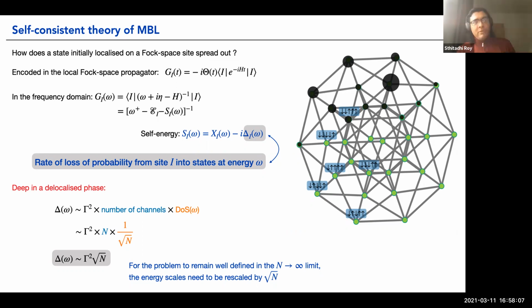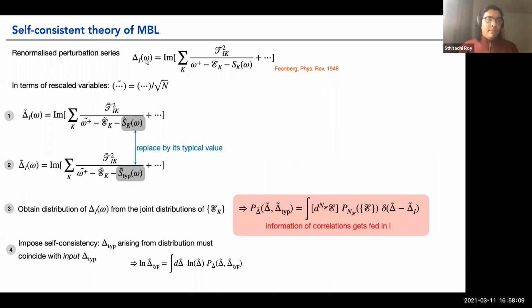Right. So what we do is we take this Δ(ω) and write it as a renormalized perturbation series. I've only written the first term, but you can write a few more terms. That's basically a sum over all the neighbors of the site I times the hopping matrix element squared over this denominator. But as I said, we are going to work in terms of the rescaled variables. Once I do all the rescalings, I denote the rescaled variables with this tilde. The equation for Δ tilde has basically the same form, which is good. Basically, what that means is that there are no dangling factors of N around.